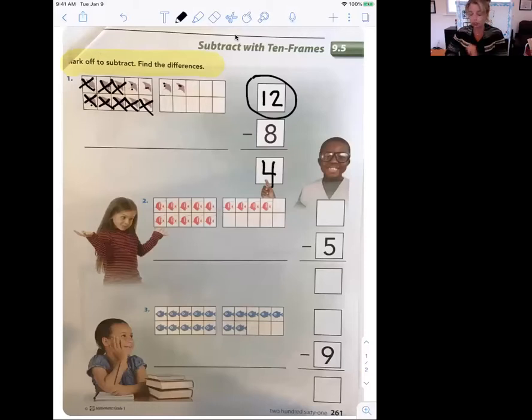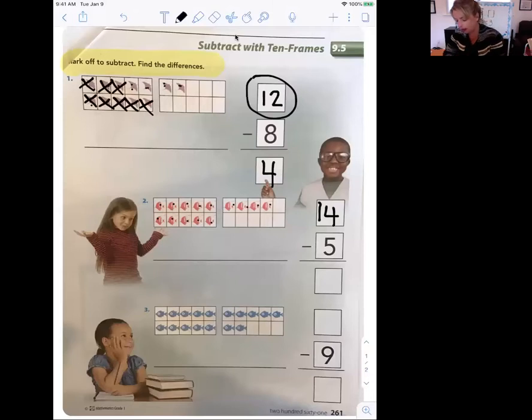Okay, number 2. Let's count how many fish there are. Ready? Count with me. 1, 2, 3, 4, 5, 6, 7, 8, 9, 10, 11, 12, 13, 14. There are 14 fish, so that's going to go in the empty box right here. And then the problem is 14, take away 5.